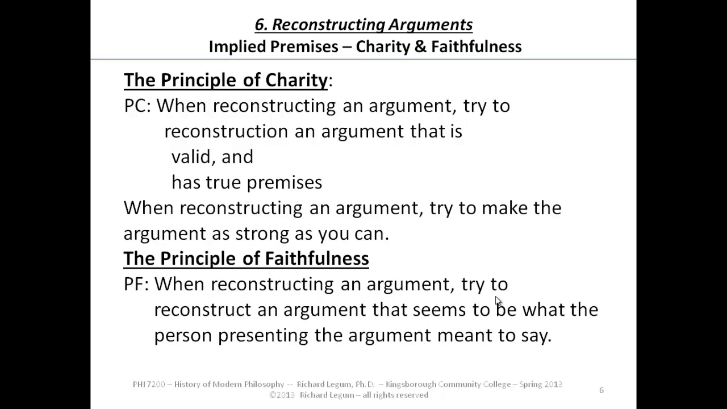Nonetheless, the principle of charity alone should probably get us to the right answer, but if the question is whether this is what the person was proposing, we have to take the principle of faithfulness very seriously.